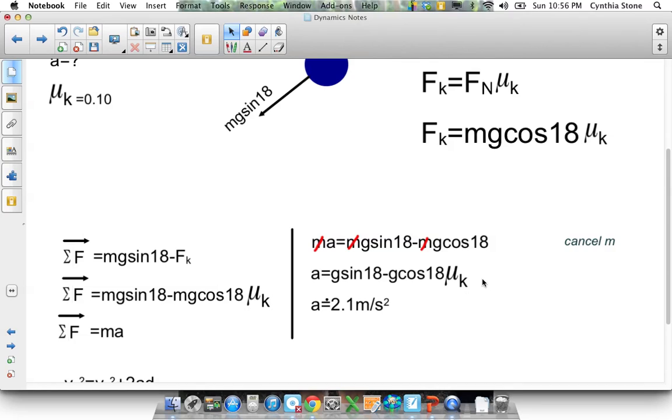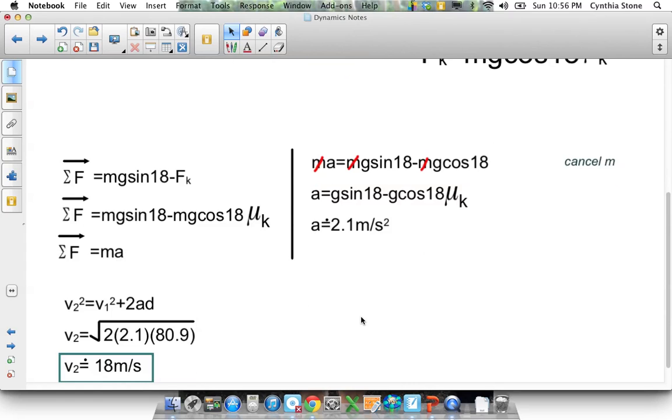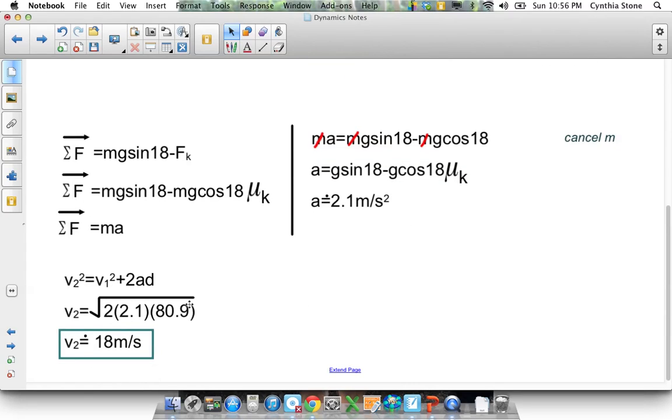Anyways, this leads me to a equals all that, which is plug in g, right, and put it in your calculator, and you'd find the acceleration is 2.1. So a little bit less than the 3.0 in the last one. So now we can go ahead and use this equation again, where instead of 3.0 we use 2.1. Still the same length of the hill, that doesn't change. And now the speed's 18 meters per second.